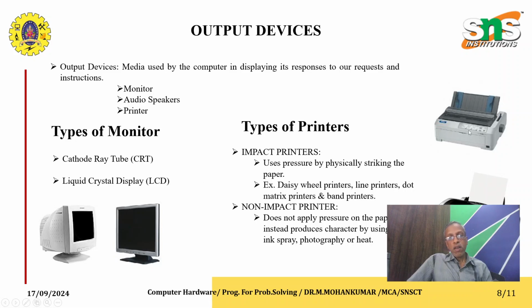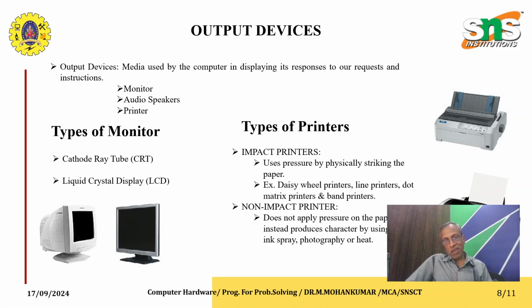Types of printers: in the early days we used dot matrix printers. Nowadays we are using laser printers and inkjet printers. This is called an inkjet printer, and this is called a laser printer. Impact printers use pressure by physically striking the paper. Examples are daisy wheel printers, line printers, dot matrix printers and band printers. Non-impact printers do not apply pressure on the paper but instead produce the characters by using a laser, ink spray, photography or heat. You need to know the differentiation between impact and non-impact printers.